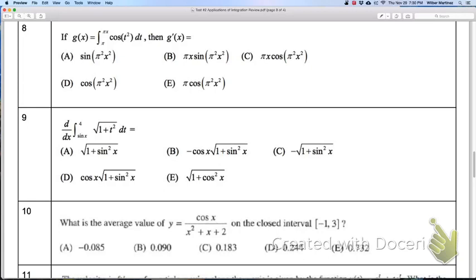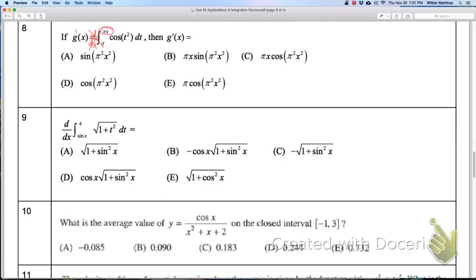Number 8 wants to know, given that g of x is equal to the integral from pi to x of cosine of t squared dt, then g prime of x is equal to blank. Now remember that when I'm working with an integral, when I take its derivative, we call that the second fundamental theorem of calculus. It says that when I'm taking the derivative of this, g prime, which is d dx, the derivative and the integral are inverse operations and they undo each other.